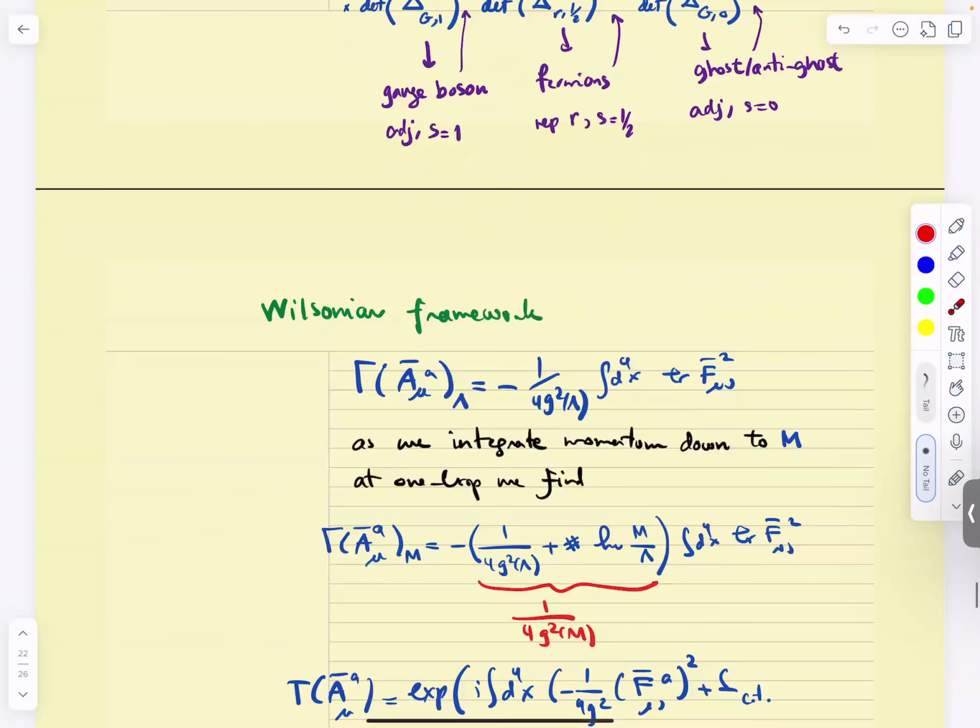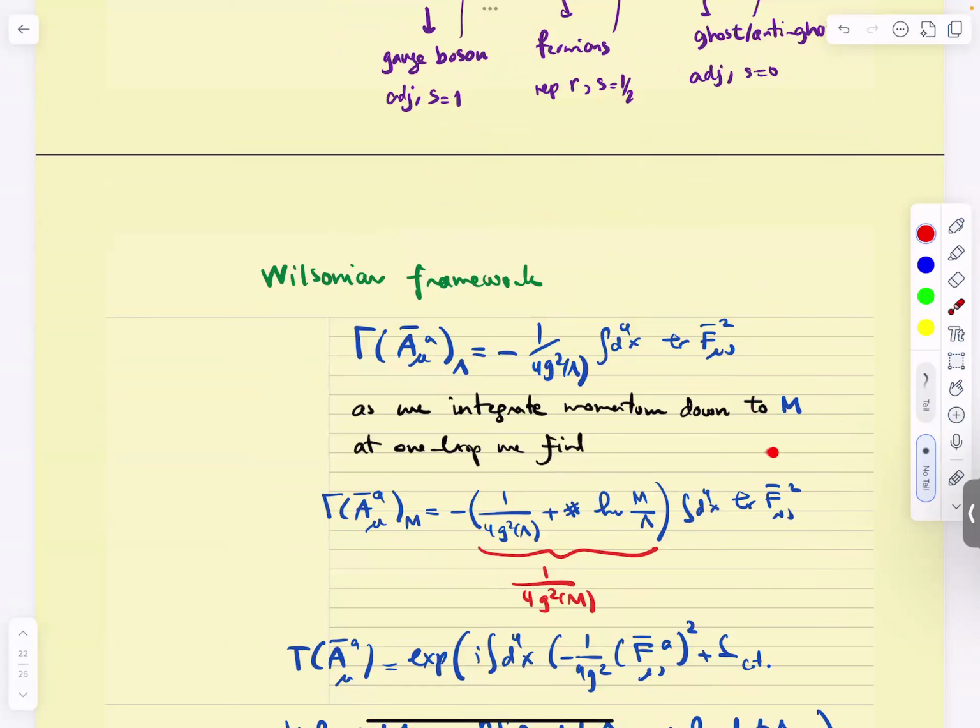As we integrate down from scale lambda to scale m at one loop, this is still going to be an integral of the background gauge field, but with a new coupling, right? The coupling will change. How will it change? It will change with log of m over lambda, because we saw there are log divergences. That's how the running works. And this is the new coupling at scale m. Is that step clear?